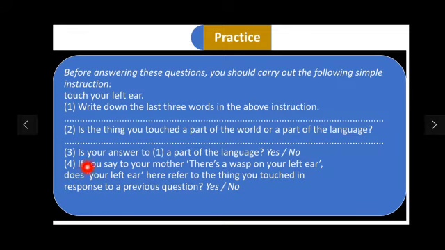Third, that is number 4. If you say to your mother, there is a wasp on your left ear, you are telling your mom that there is a wasp on your left ear.